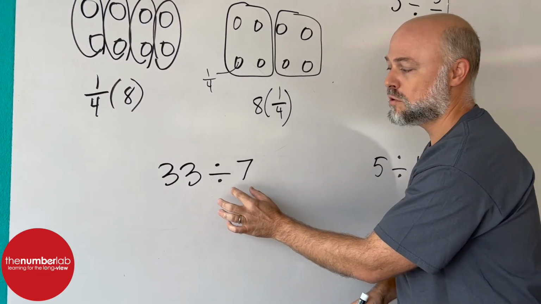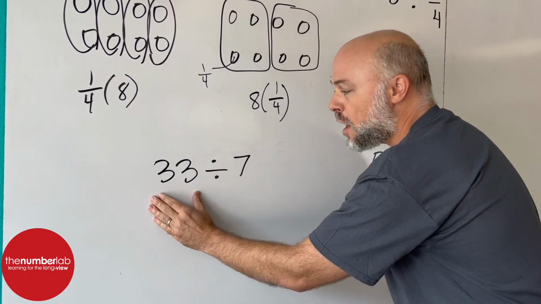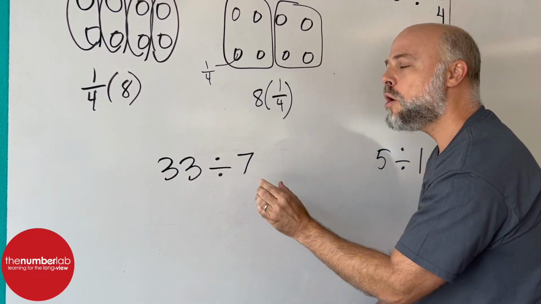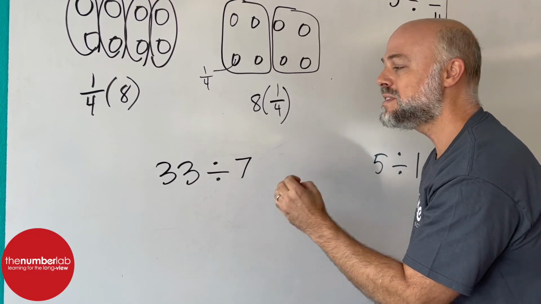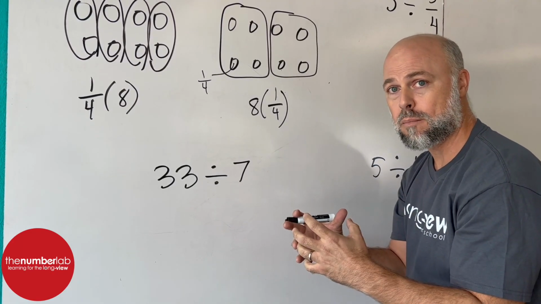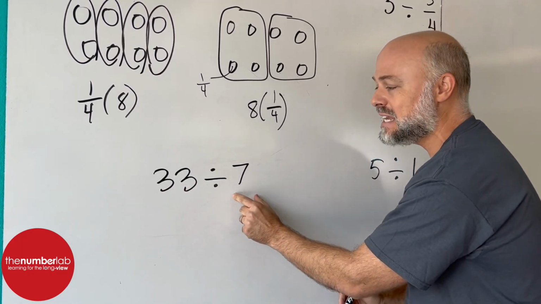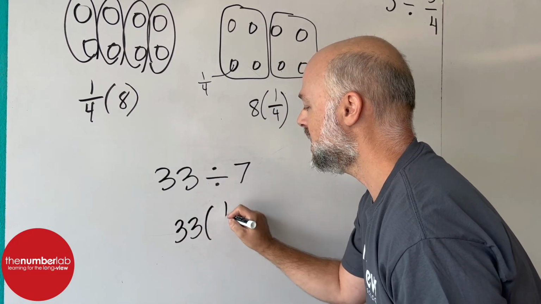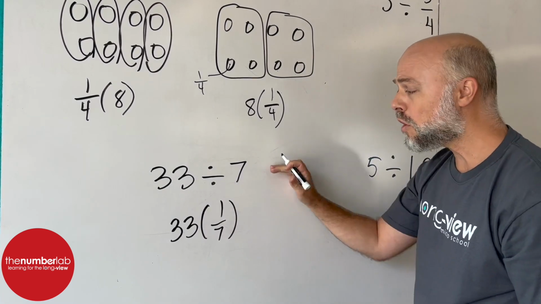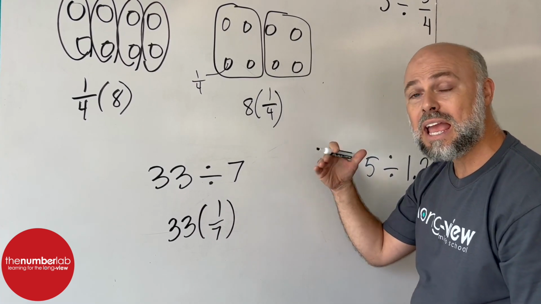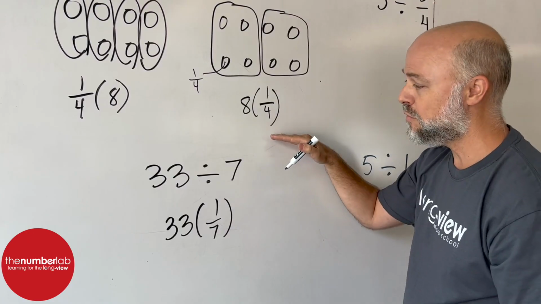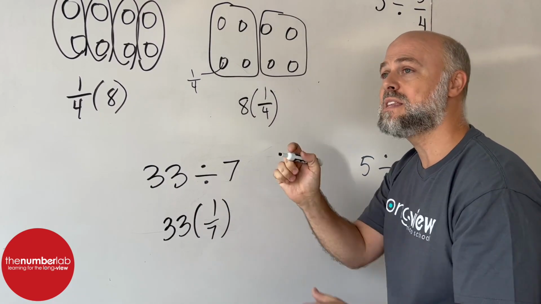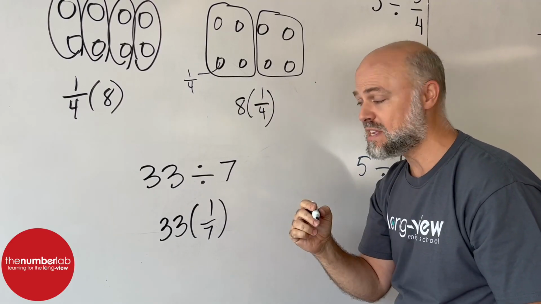33 divided into groups of 7. I'm not going to draw 33 circles, but I know that I'm creating groups of 7. I know that each whole is going to be 1/7 of the group that I form. So this 33 divided into groups of 7 is going to be the same as 33/7. They're equivalent. Just like 8 divided into groups of 4 became 8/4, 33 divided into groups of 7, each whole is now 1/7 of that group of 7.